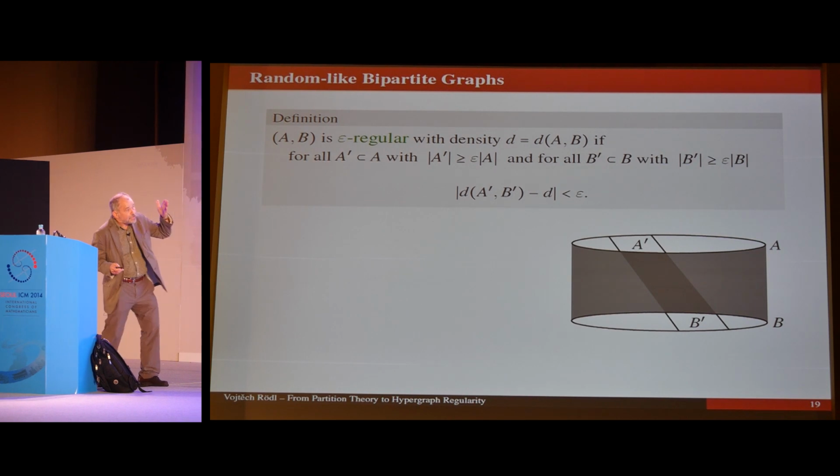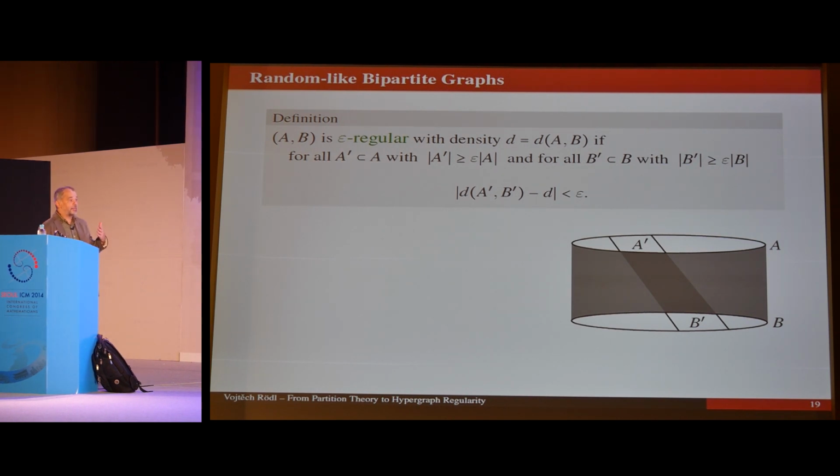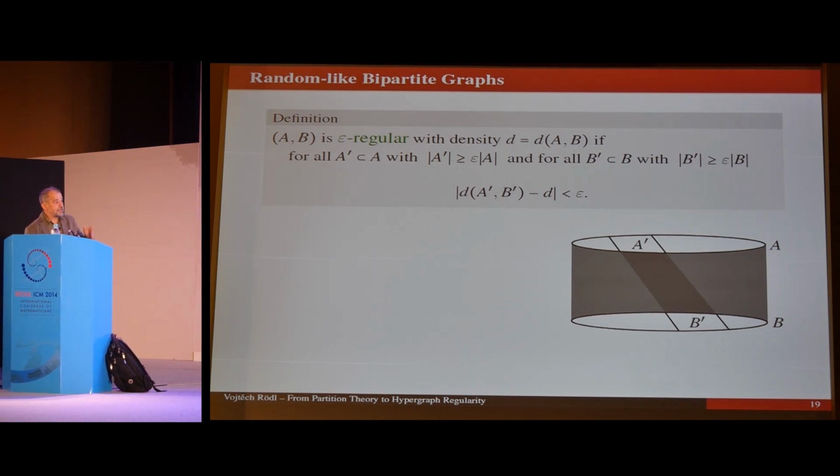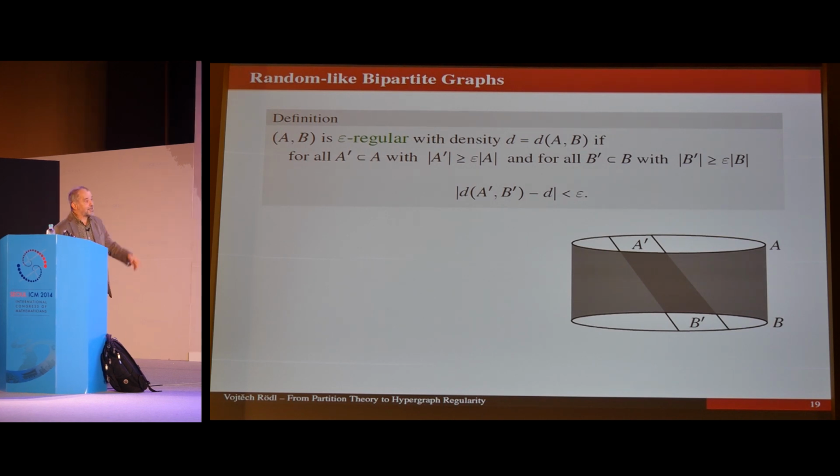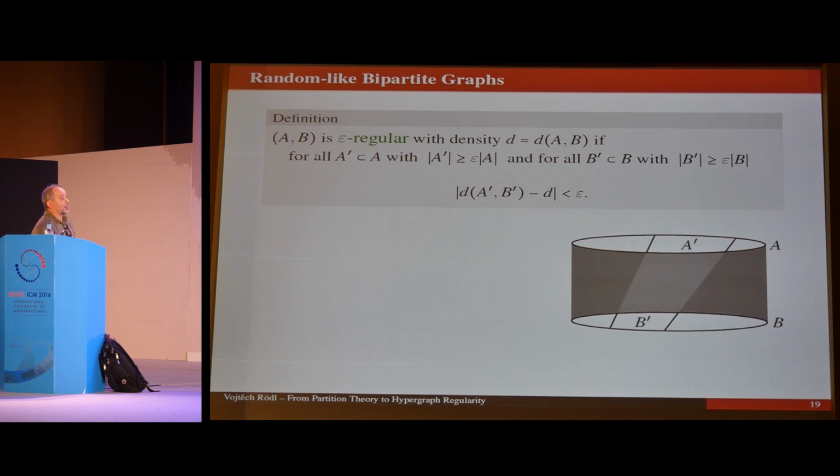Here we see that between A' and B', the tone of gray is a little bit darker, so it's a little bit denser, we can think. But not too much, not more than epsilon. And for another pair, A' and B', it was a little bit sparser, but again, not too much. So it is kind of uniformly distributed.